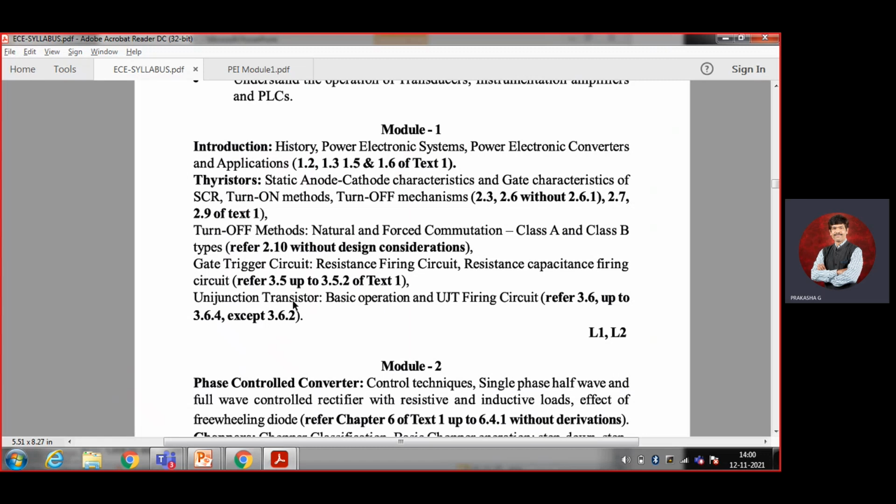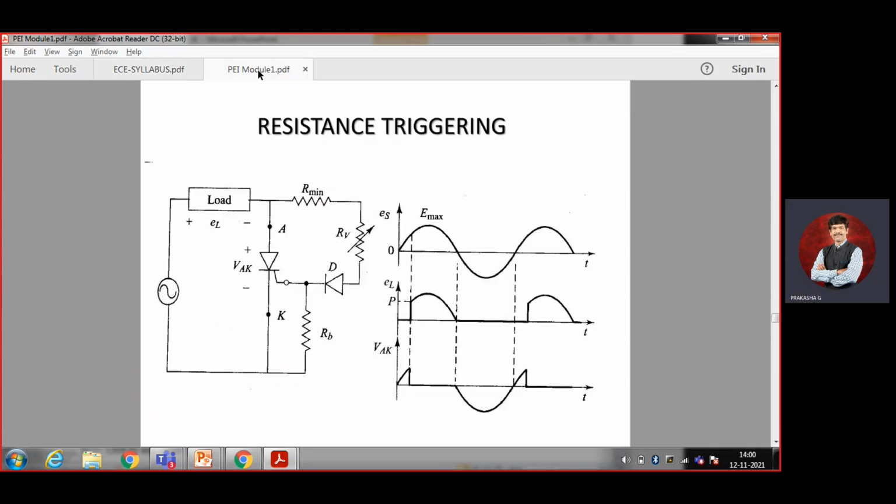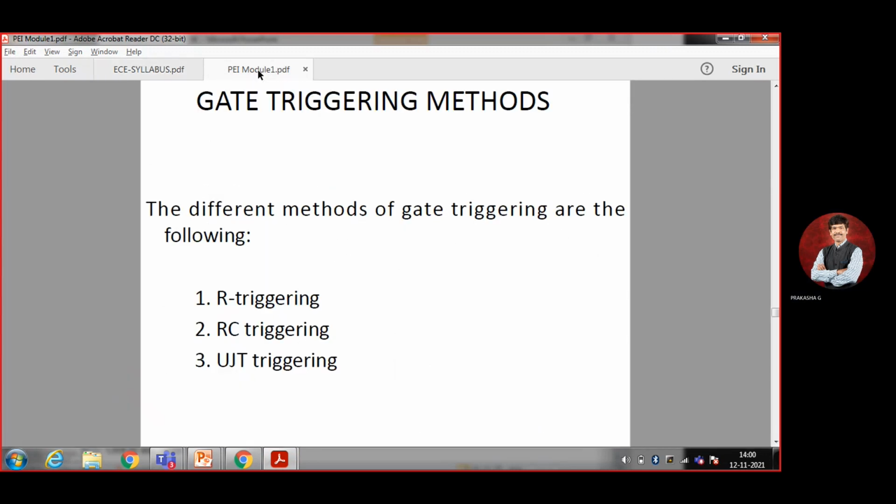Gate triggering, we know different types of triggering are there. One is by using a simple R circuit, another is by using a simple RC circuit, and the third one is by using the UJT. Three different types of gate triggering. We will see how exactly gate triggering is going to be done. The next topic is gate triggering, that is chapter number 3.